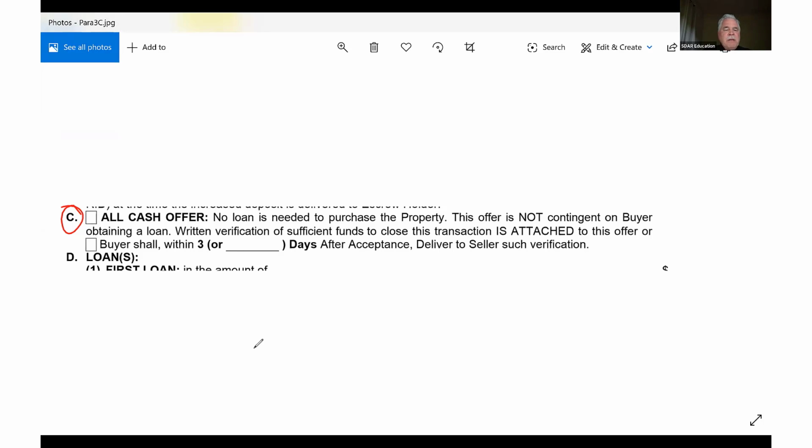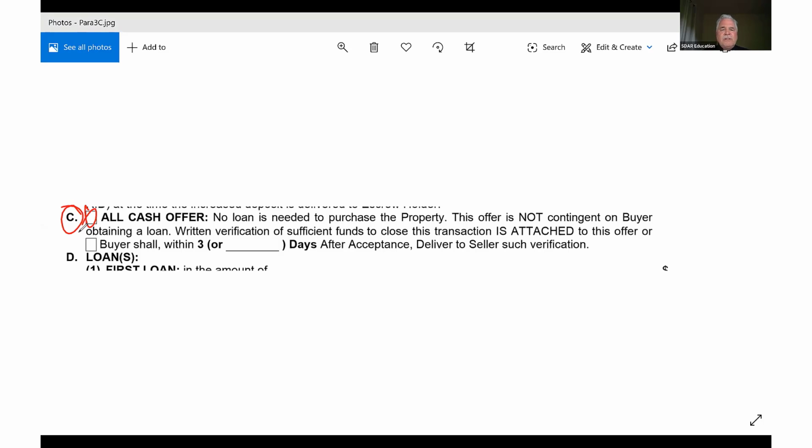It doesn't mean I'm removing the loan contingency. Okay, that comes later. If I want all cash, my buyer is paying all cash for the property. Now, I've had people say, well, to the seller, it's all cash anyway. Yeah, I get that. But in this case, if I'm paying $1 million for the house and I'm bringing in $1 million in cash, then I'm going to check this box, okay?